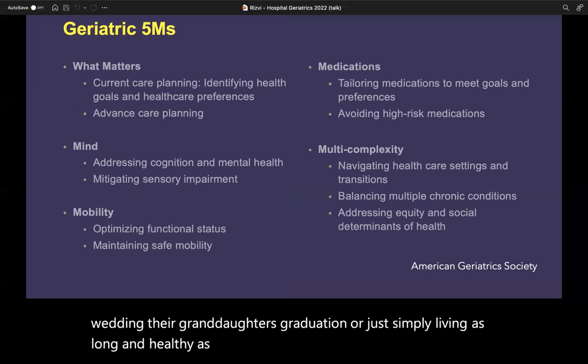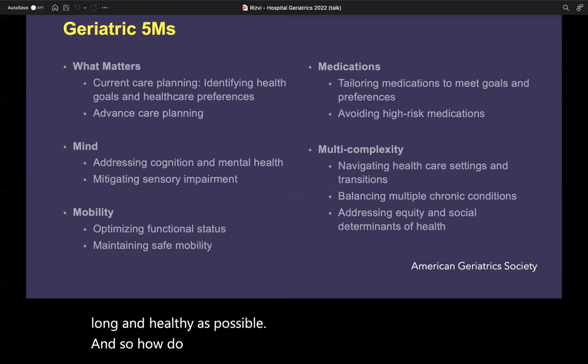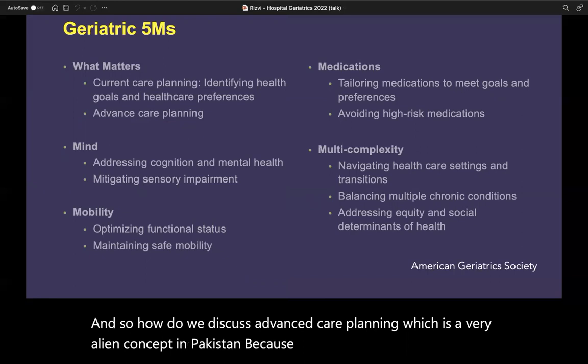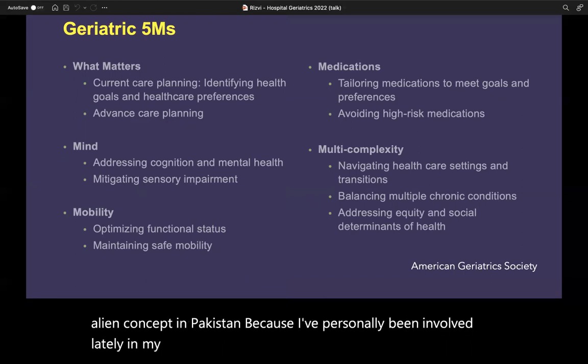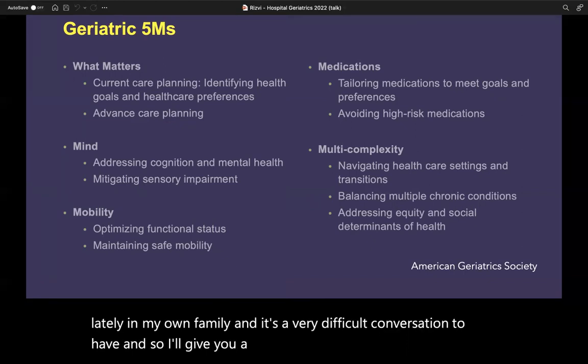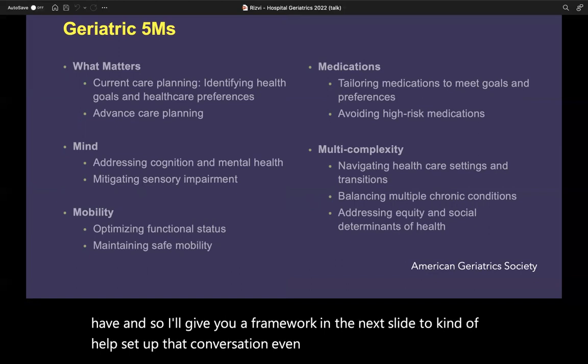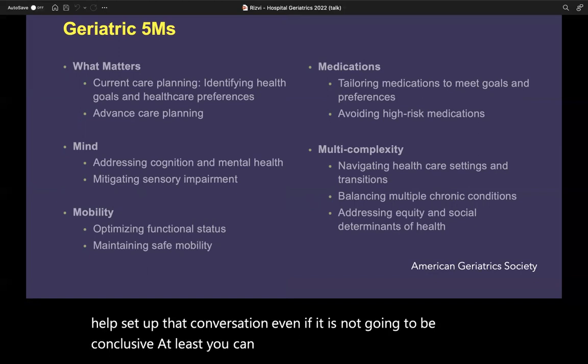And so how do we discuss advanced care planning, which is a very alien concept in Pakistan, because I've personally been involved lately in my own family, and it's a very difficult conversation to have. And so I'll give you a framework in the next slide to help set up that conversation. Even if it is not going to be conclusive, at least you can get the conversation started.